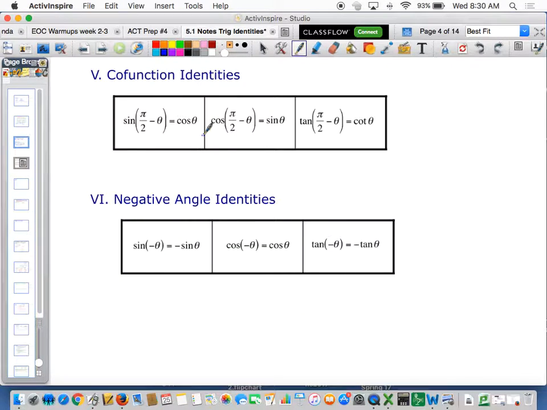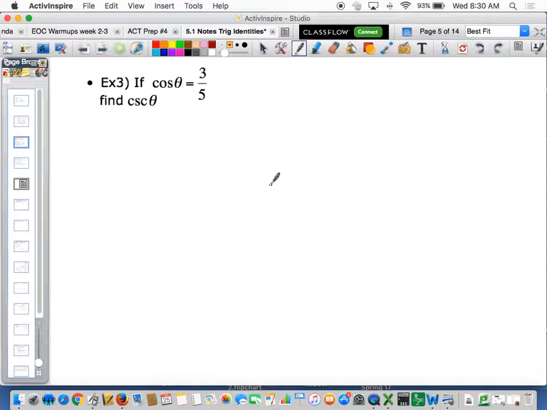A couple of the other properties are these guys, not as common, but they'll be on your reference sheet or they'll be listed in case you need to simplify something when these pop up. So if they look like this, we can replace it with these identities, these properties. So let's try a couple examples here. The first one is actually kind of going back to things we did in chapter 4. If I have cosine of theta equals 3 over 5, find cosecant.